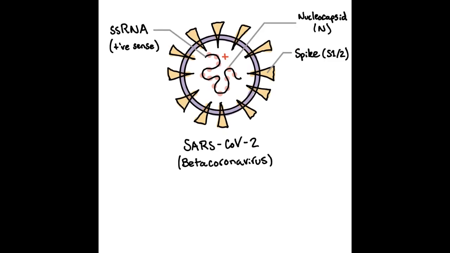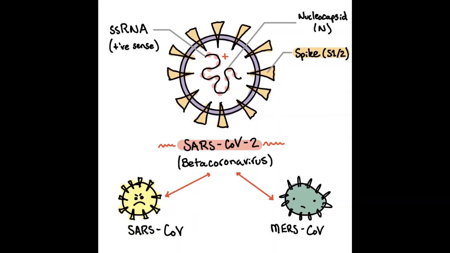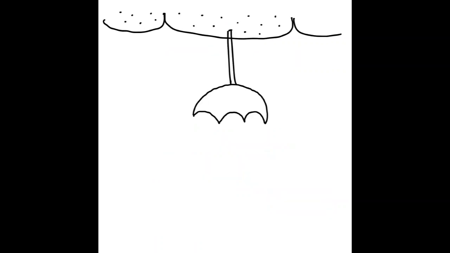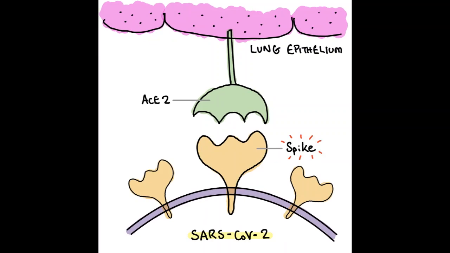SARS-CoV-2 belongs to the beta coronavirus genus, a family of viruses that includes related SARS-CoV and Middle East Respiratory Syndrome coronavirus. All coronaviruses have envelope-embedded spike proteins, which mediate the attachment of the virus to its human cellular receptor. For SARS-CoV-2, this interaction occurs with human angiotensin-converting enzyme 2.